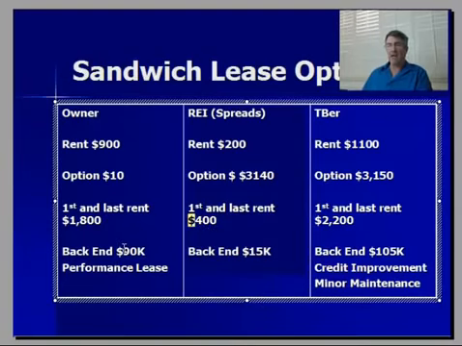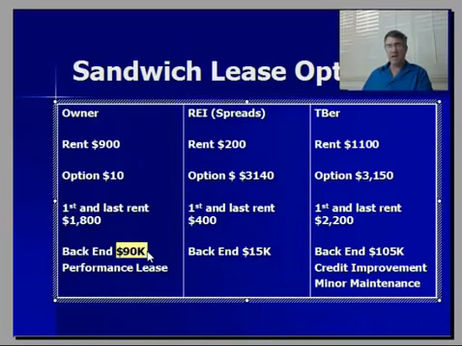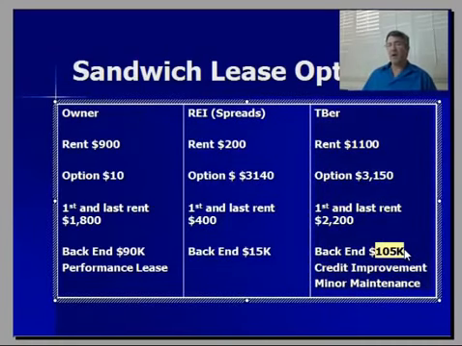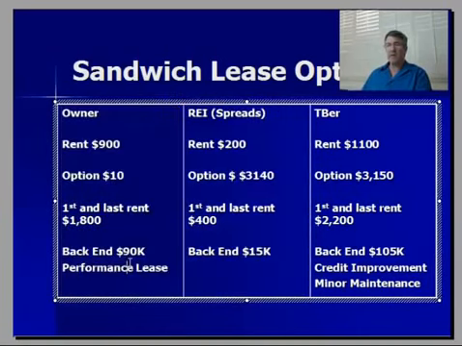And on the back end, if you worked out an arrangement on a sandwich where it's $90,000 to buy the property anytime during 3 years, and you got a deal to get $105,000 from the tenant buyer anytime during 3 years, the difference is your spread on the back end. Very important in a sandwich that you have a performance lease, so that if the tenant buyer doesn't pay you, you don't have to pay the seller. It's very hard to get the seller to agree to that.